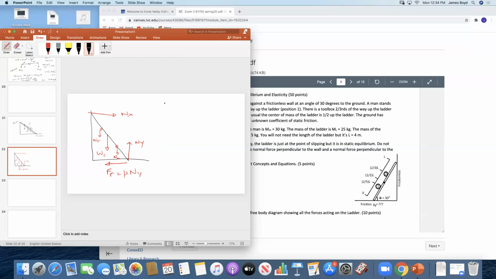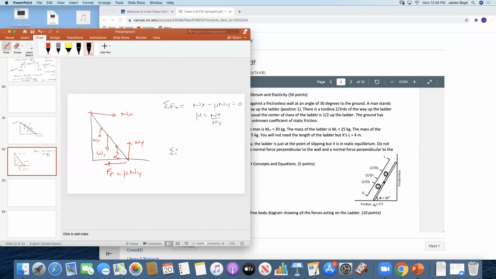So the forces in the X are simply Nx minus mu Ny is equal to 0. And you can see that if we want to solve for mu, move that over, mu is Nx over Ny. And that's usually what we're trying to find in these problems. We're trying to find the coefficient of friction that keeps this thing from falling. And I believe that's what we're finding in this problem.